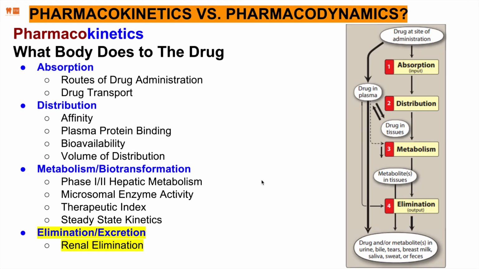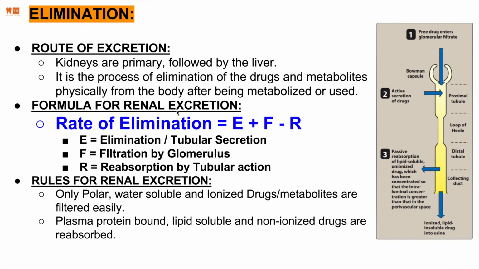Last but not the least, the elimination and excretion. The route of excretion: kidneys are primary, we know that. That's the route, followed by the liver. Yes, the liver also excretes drugs. It is a process of elimination of drugs and metabolites themselves, physically, from the body after being metabolized or being used by the tissues.